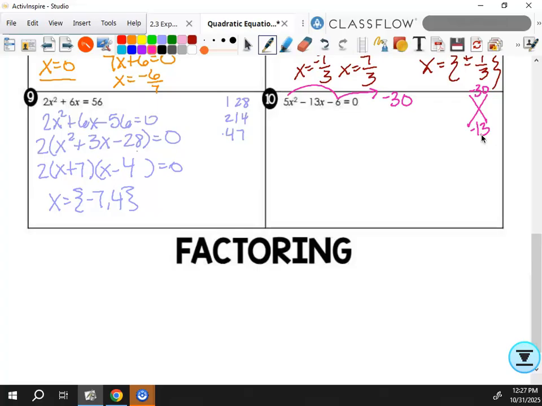What do you think the first thing everybody thinks is? 10 and 3. Is that going to work? No, because this is negative, so the signs have to be opposite, which means I'm subtracting, and so 10 and 3 is not going to work. It'd have to be what? 15 and 2. Good. So I'm going to get 5x squared, and then I'm going to split negative 13x into negative 15x and a positive 2x minus 6 equals 0.